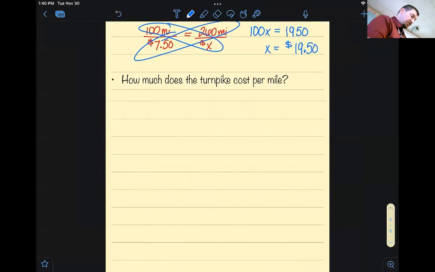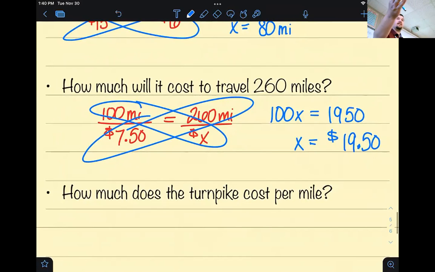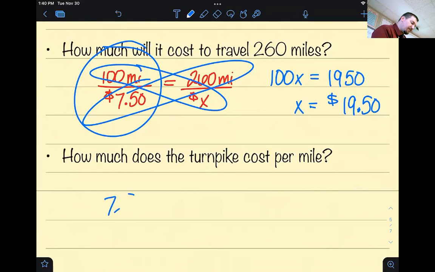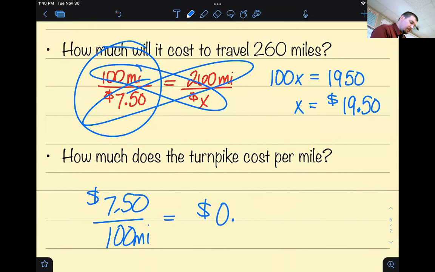for those 260 miles. Last question says, how much does the turnpike cost per mile? This is something that Lizzie would do because Lizzie did the same thing earlier. You would take 100 miles. Well, hold on. Miles per dollar or dollars per mile? Dollars per mile. Let's do 750 divided by 100. Move the decimal backwards 2 spots and you're going to get, hold on, that's too many zeros. You're right, it's only 1. So basically 7.5 cents per mile.